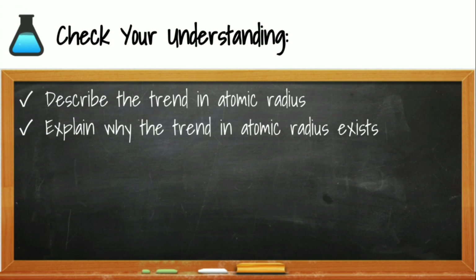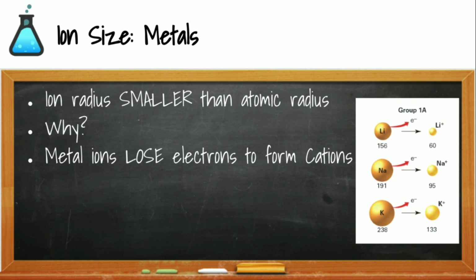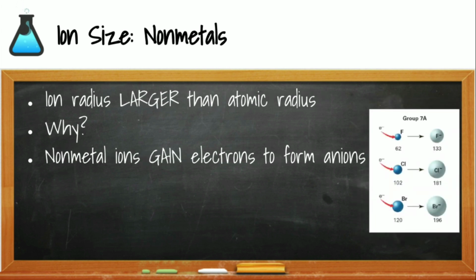So now we're going to look at ion size. Metal ions are smaller than metal atoms because metal ions form positive cations, so they lose electrons. When the atom loses an electron, it's going to decrease in size. The opposite is true for nonmetals. Nonmetals form negative anions by gaining electrons. When you gain electrons, you become larger in size.